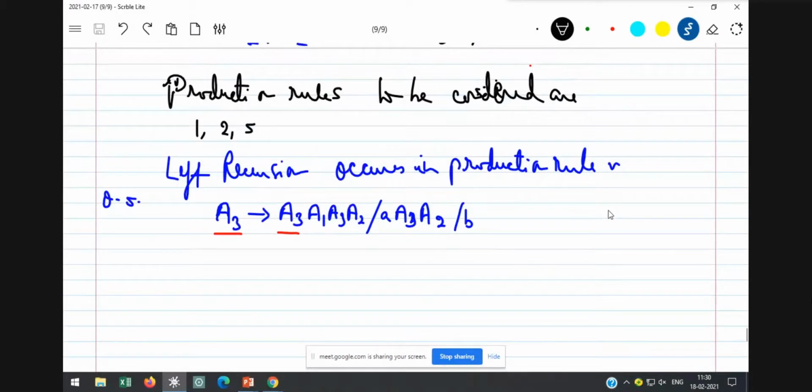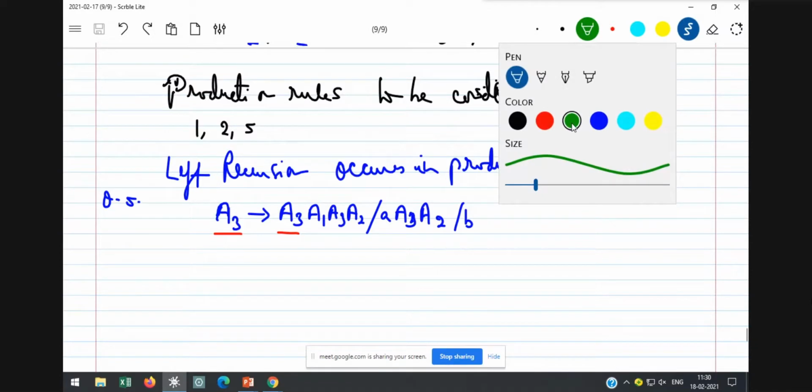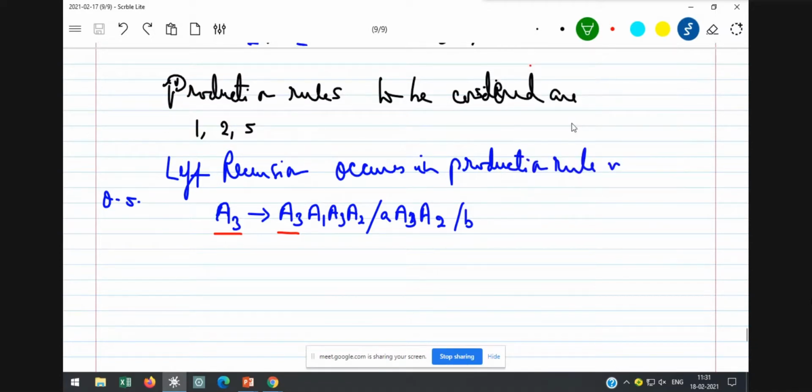Let me just rewrite it in a smaller manner with a different color. Then only you'll be able to understand. If not, you won't be able to understand. So let me just write it here. A, alpha, beta, I'm not going to describe again, okay? This is to ease your understanding for removal of left recursion. I'm repeating it again here.